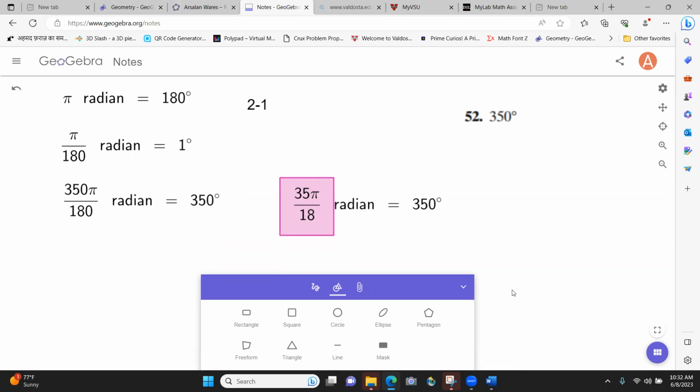If I could divide the bottom by 5, I would divide the top by 5. 35 divided by 5 will be 7, but the bottom is not divisible by 5. So my answer is 35 pi over 18 radians.